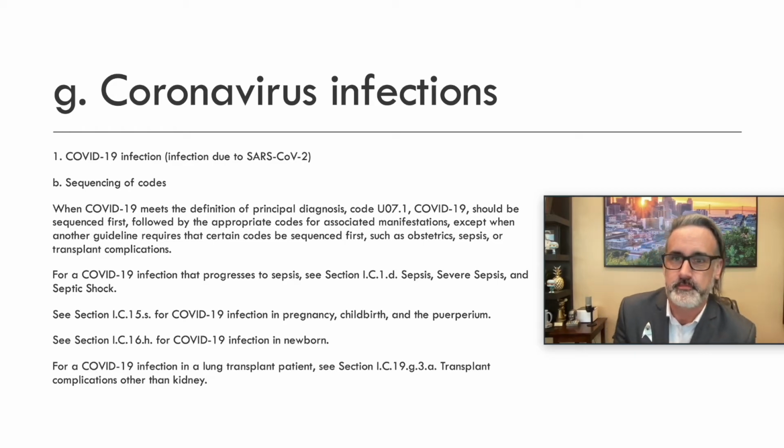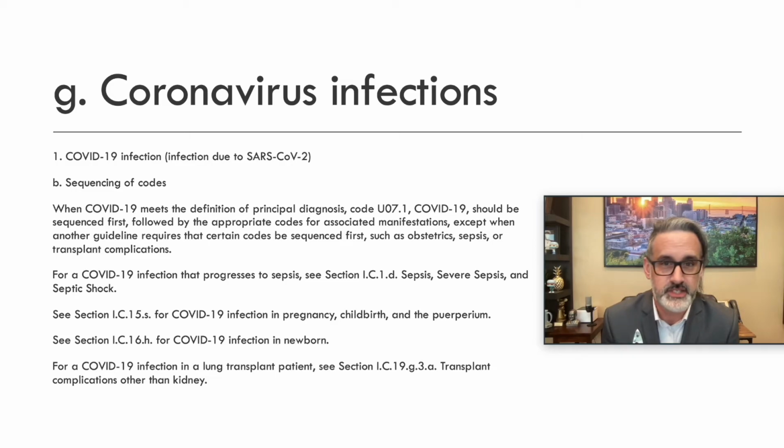But now the sequencing of the codes. When COVID-19 meets the definition of a principal diagnosis, we'd code U07.1 first, followed by the appropriate codes for associated manifestations, except when other guidelines require that certain codes be sequenced first, such as OB, sepsis, or transplant complications. We already discussed the sepsis rules and the severe sepsis and septic shock, but then we'll look in chapter 15 at rules for COVID-19 when a patient is also experiencing pregnancy, childbirth, and the puerperium. We'll discuss the COVID-19 guidelines again in chapter 16 with COVID-19 in a newborn, and then in chapter 19 when we're dealing with transplants.